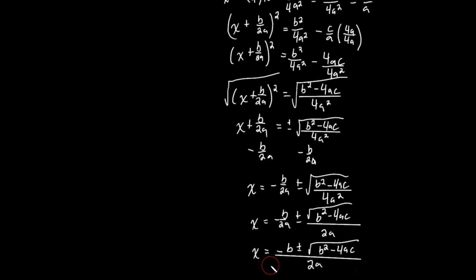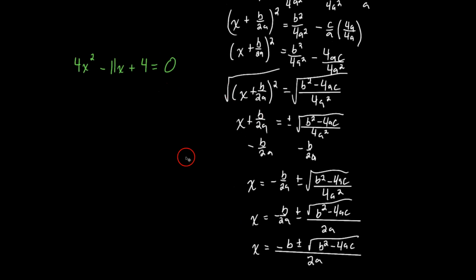So now let's take this and apply it to the problem that we started with originally. We're looking at 4x squared minus 11x plus 4 equals 0. What we need to do is plug these values into our quadratic formula. That's going to give us x equals negative b, and our b in this case is negative 11. So negative negative 11 would be positive 11.